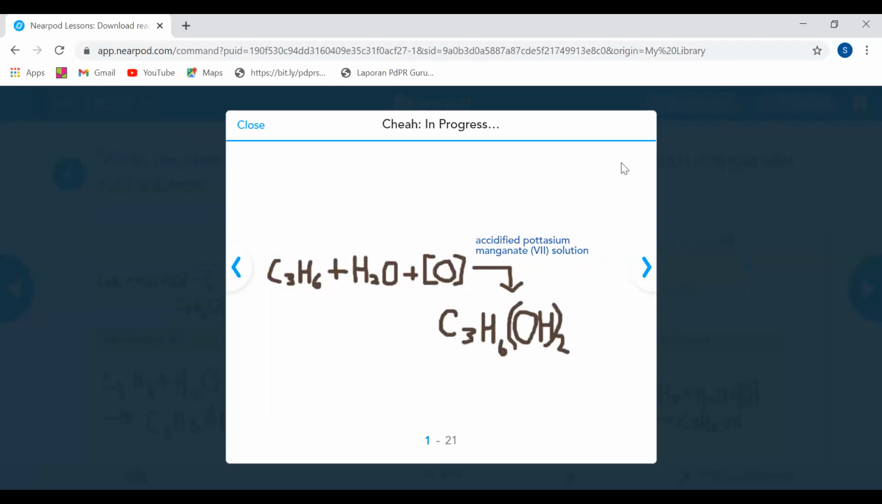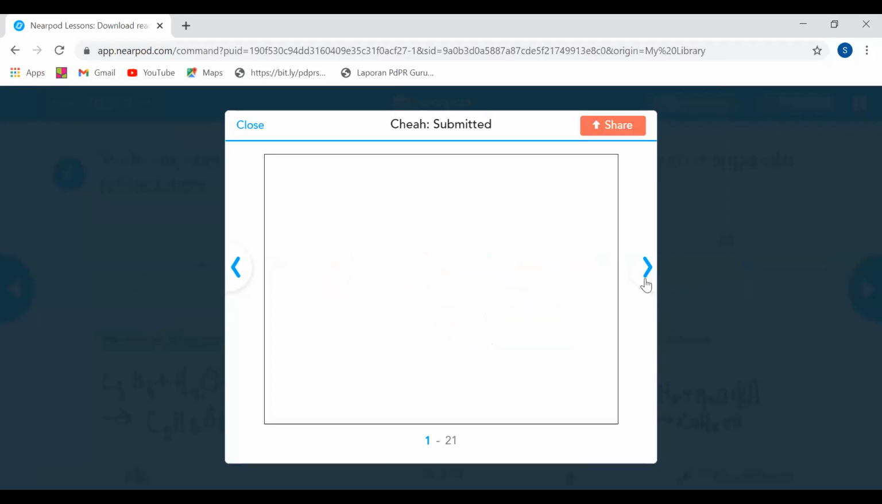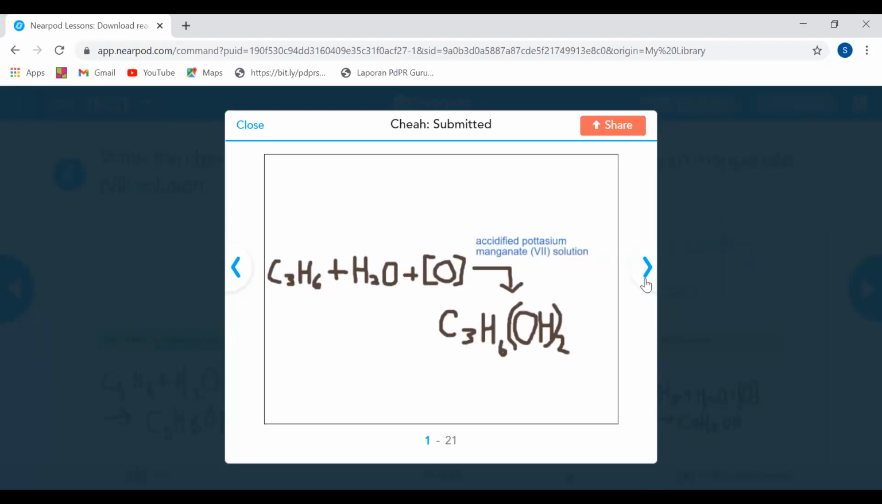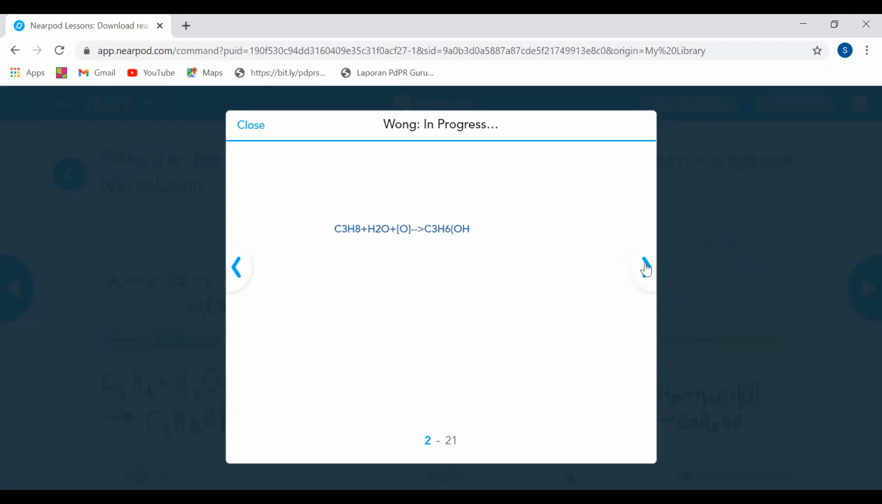Okay, and then she has that also, acidified potassium manganate, correct. All right, so this is a good answer here. I'm going to move on. Wong did propane. Okay, probably because of teacher's fault. So she must change this to C3H6. Other than that, yes, that is correct. You must put acidified potassium manganate in the middle, your catalyst.